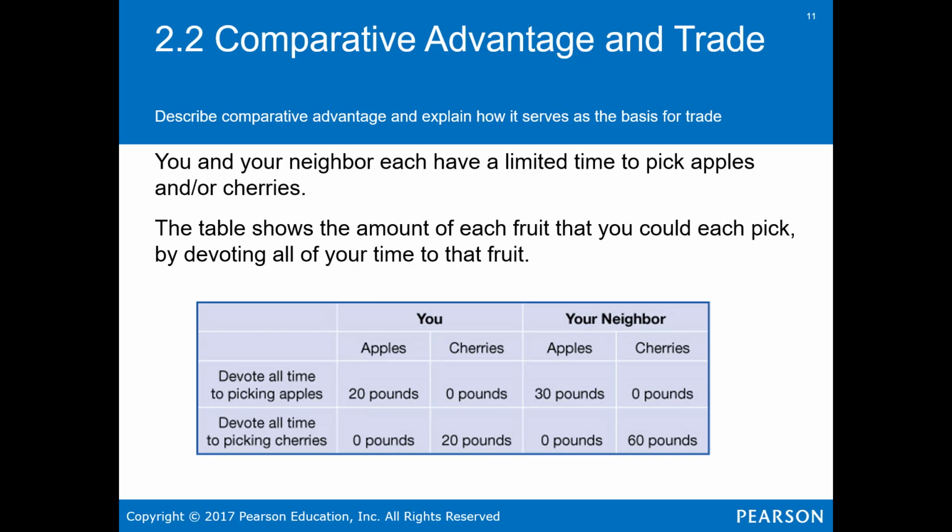You and your neighbor have a limited time to pick apples or cherries. The table below shows the amount of each fruit you could each pick by devoting all your time to that fruit. If you devote all your time to picking apples, you could pick 20 pounds of apples and 0 cherries. But your neighbor, they could pick 30 pounds of apples and 0 cherries. And if you devote all your time to picking cherries, you could pick 20 pounds, while your neighbor could pick 0 pounds of apples and 60 pounds.